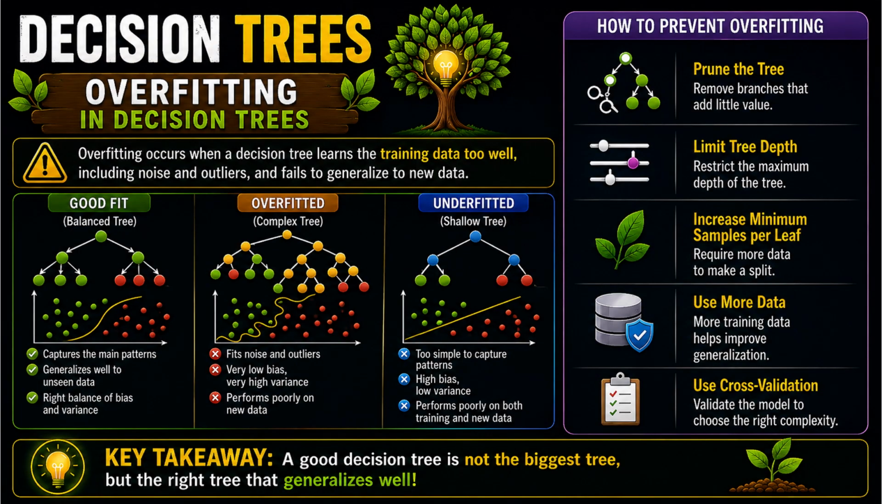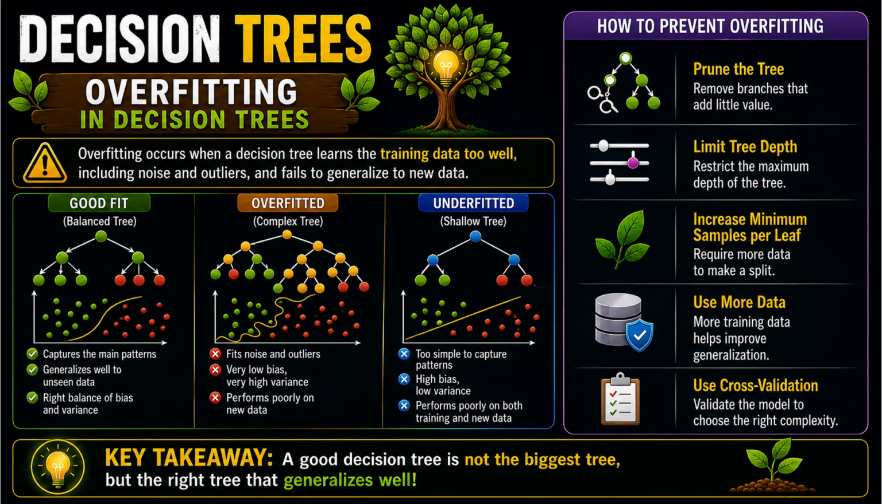Now, overfitting in decision trees, can that happen? Yes. Overfitting occurs when a decision tree learns the training data too well, including noise and outliers, and fails to generalize on new data. The same that we have seen before also. A good fit should be balanced. It should capture the main patterns but generalize to unseen data also.